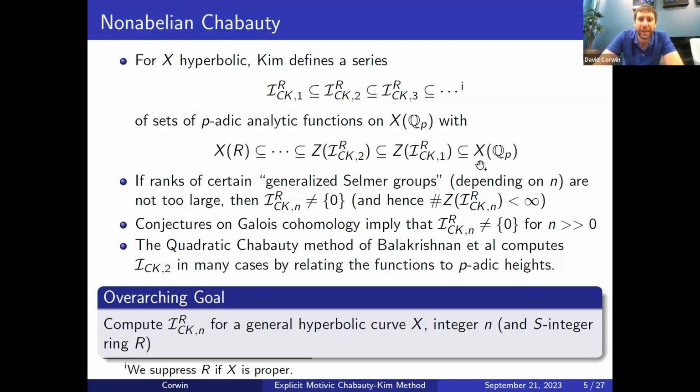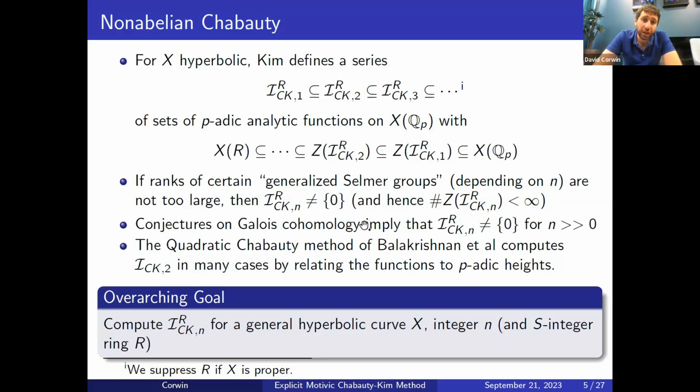This has to do with the fact that X is a curve and X of Z_p is one-dimensional, and it's also going to be proper. I should have said Z_p rather than Q_p. Sorry for that oversight. But one way we want this to be compact so that the zero sets of functions are finite.